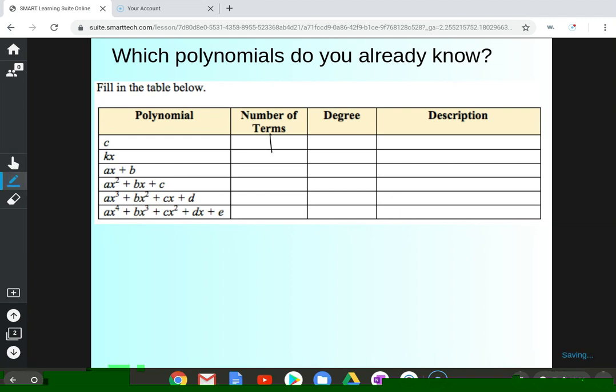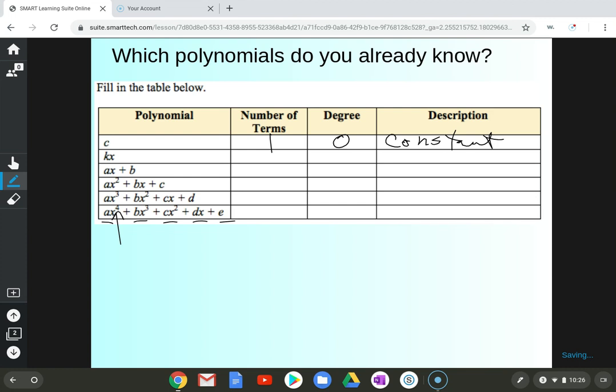One term. The degree is 0, and we'll talk about, so the term, each of these that are separated by a plus sign are called terms. So each of those items would be a term. The degree is the highest exponent that is on the variable. Since there are no variables in this first one, the degree would be 0, and we would call this a constant function.